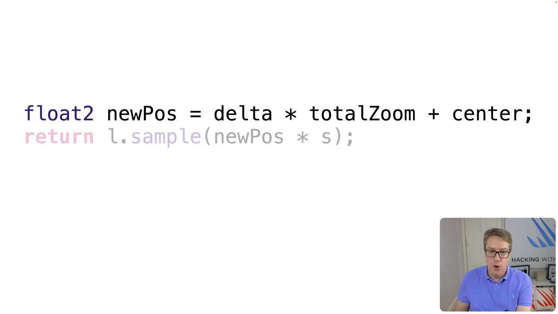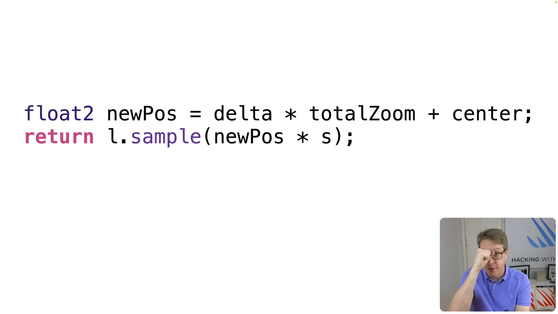And so we're going to multiply new position, that new pos by our original image size to get back to image pixel space. And then call sample on our SwiftUI layer. Read the color at that coordinate and send that back. That's our shader. I know it's quite a lot, but I hope you like it.